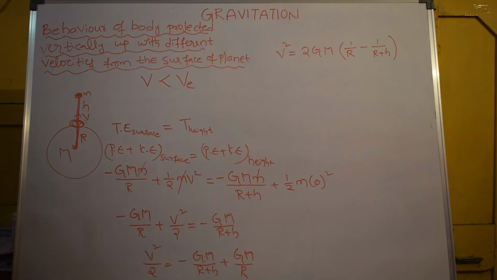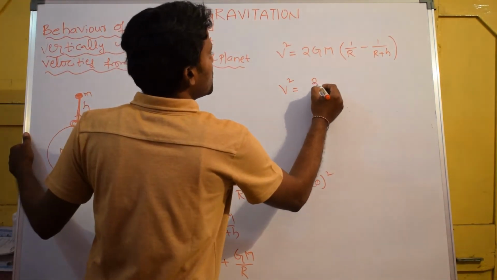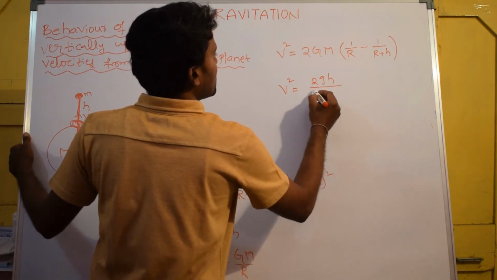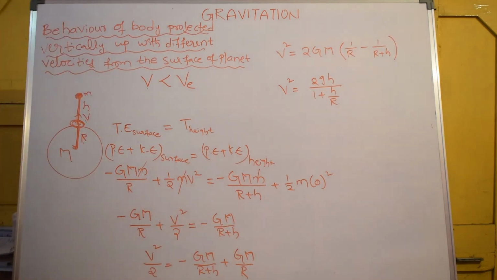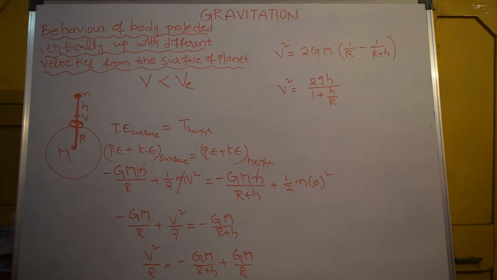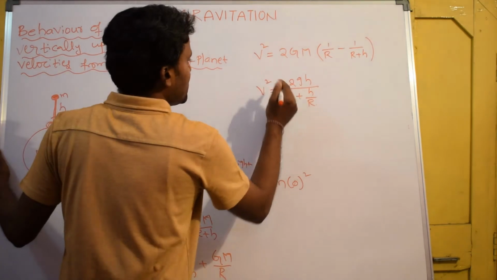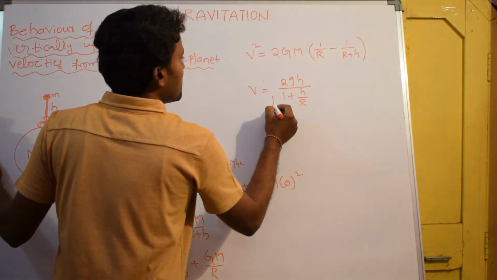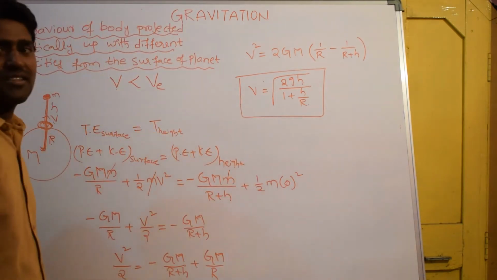Now if we calculate this one, we can get v square is equal to 2gh divided by 1 plus h by r. This is the equation. Otherwise you can write it in terms of the root also: v is equal to under root of 2gh divided by 1 plus h by r.